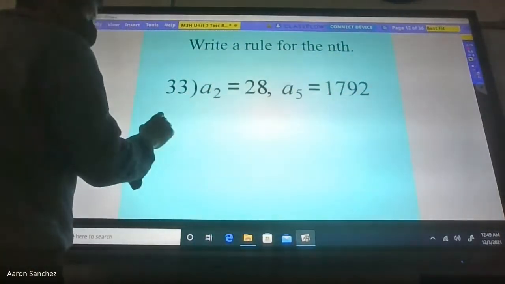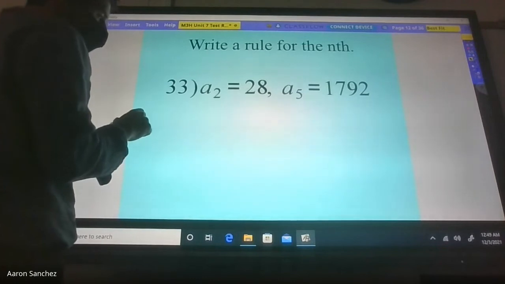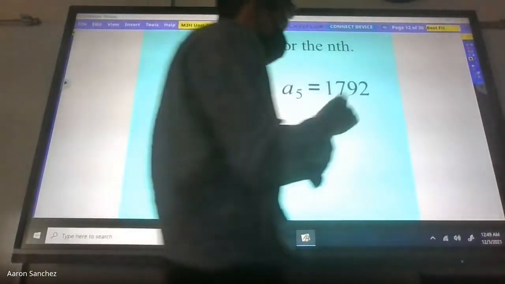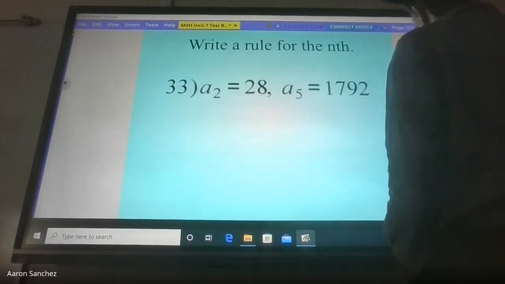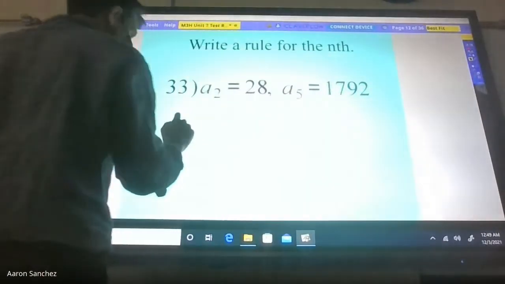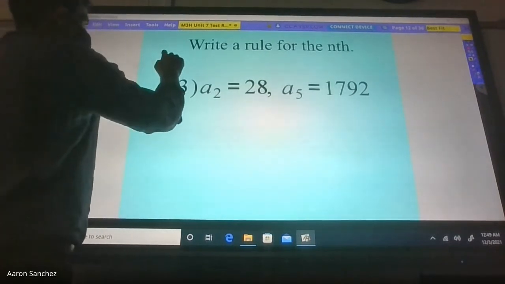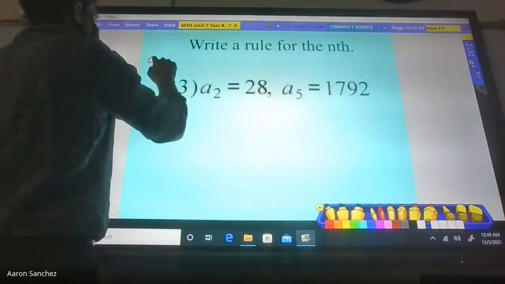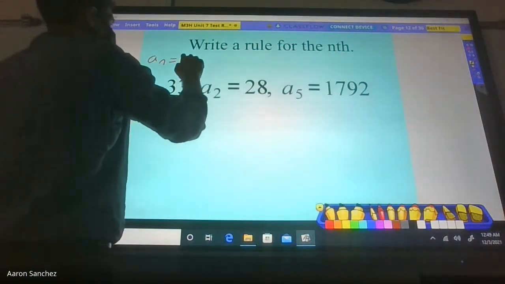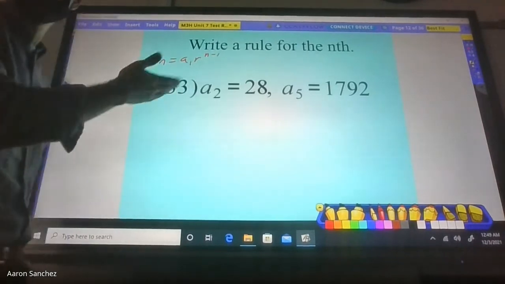Okay, so what was our rule? A sub n. What's the rule? A sub n equals a sub 1 times r raised to the n minus 1, right? So let's do our two equations. Let's write small right here. A sub n equals a sub 1 times r to the n minus 1, right? That's yours. So let's plug them in.